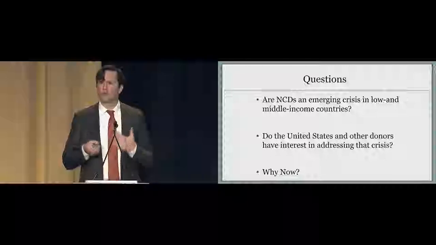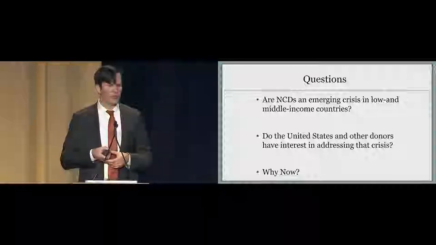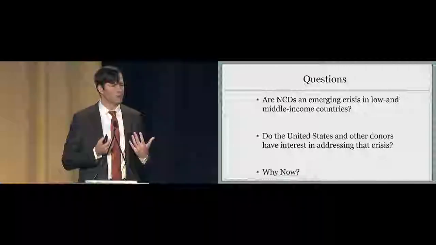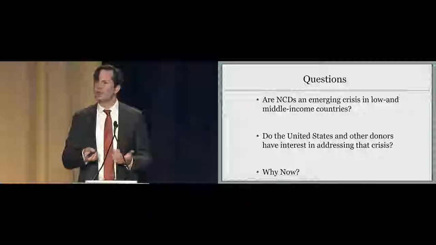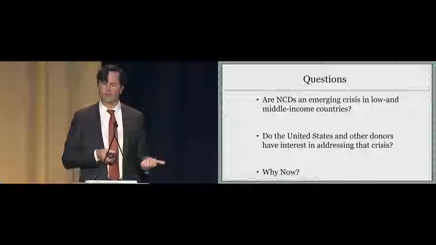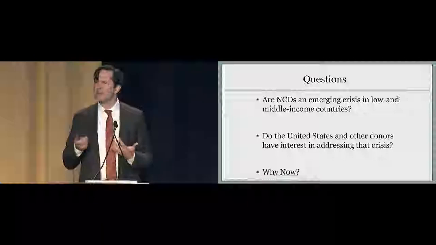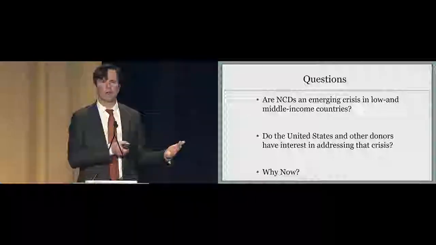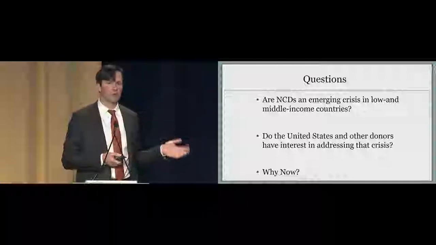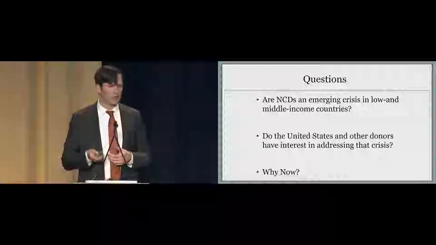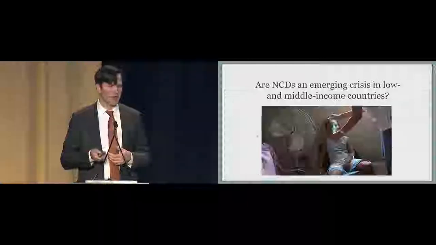The first was, is this a crisis in low and middle income countries? Should we care about these diseases? Do the United States and other bilateral donors have an interest in addressing these diseases? And why should we do this now? Why shouldn't we wait to finish up progress on malaria, maternal, newborn, and child health? Why should we start engaging on NCDs now?